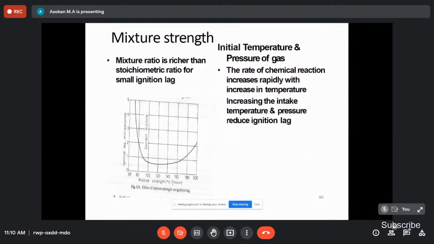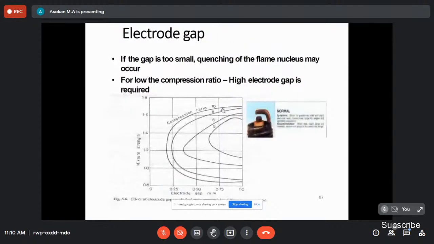Because the oxygen molecules cannot find the fuel molecules. In case of too lean, there is a larger amount of oxygen and air molecules, so it is not sufficient for the fuel molecules. But in case of the rich mixture, more fuel is available and less oxygen molecules, right? That is the reason maybe the ignition lag increases again. And this electrode gap is also one of the important factors for the ignition lag. So if the gap is too small, quenching of the flame nucleus may occur.